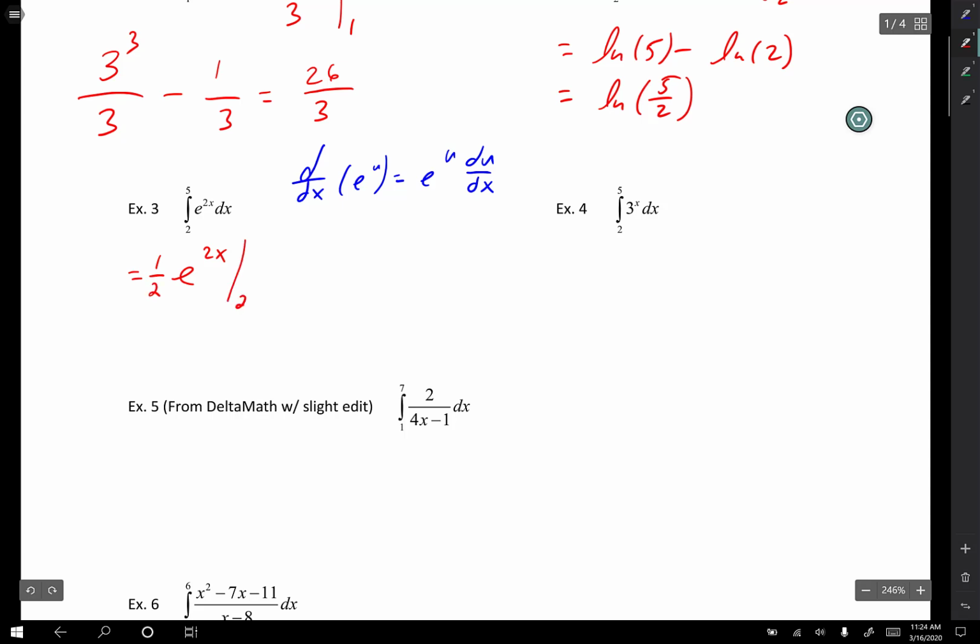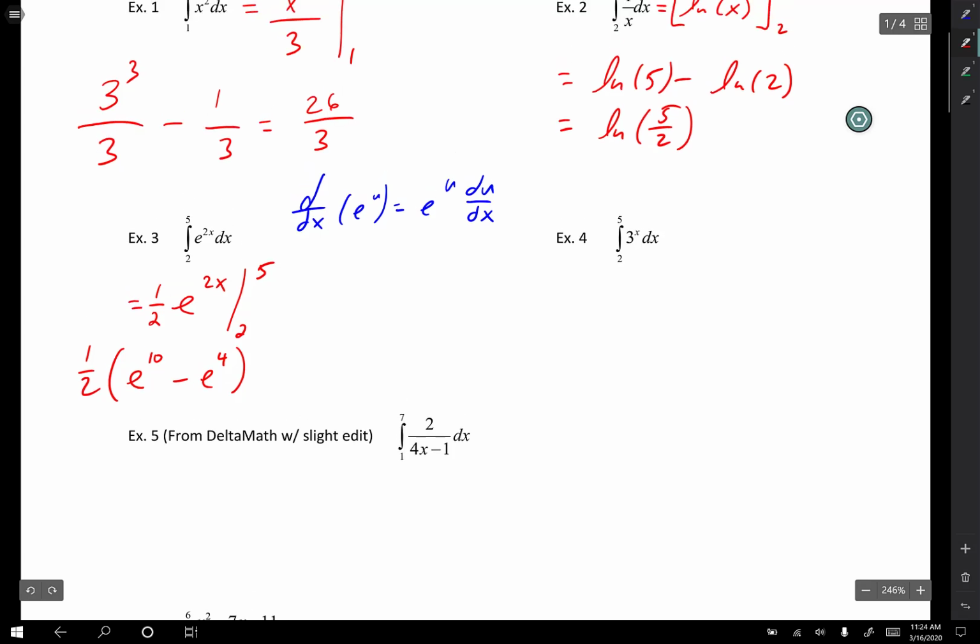And I'm going to evaluate this from 2 to 5. Upper minus lower. I'm going to keep the half factored out. So I'm going to write e, and then 2 times 5 is 10. So e to the 10 minus, and then 2 times 2 is 4. e to the 4. No, there is no property. We're not going to put e to the 6th power or something like that. Leave it alone. I guess maybe you could factor out an e to the 4th, and then it'll be e to the 6 minus 1 or something like that. But no, I would leave it alone right there, guys. All right, let's go to the next one.